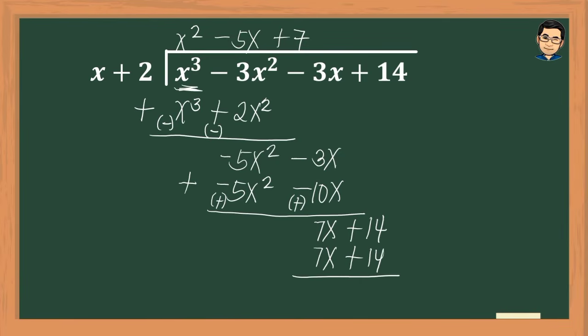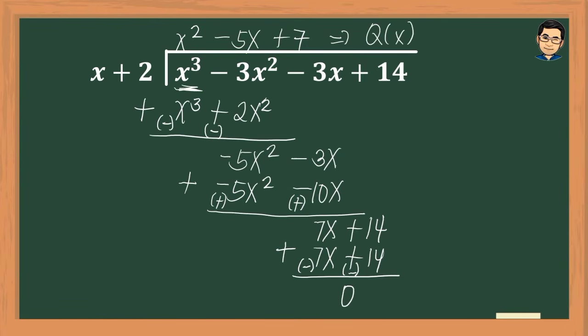And then, we change the sign of the subtrahend. So, 7x magiging negative. And then 14 will become negative also. So 7x plus negative 7x, that is 0. 14 plus negative 14, that's also 0. It means yung ating given, wala po siya ulit remainder. Okay. So and then, our quotient is x squared minus 5x plus 7.